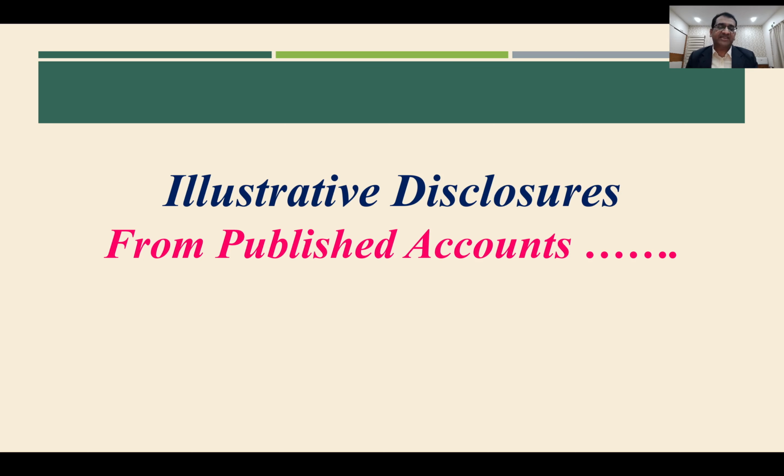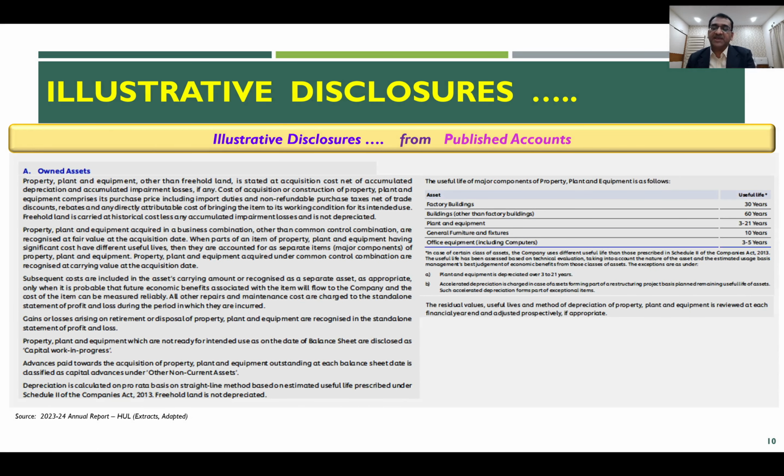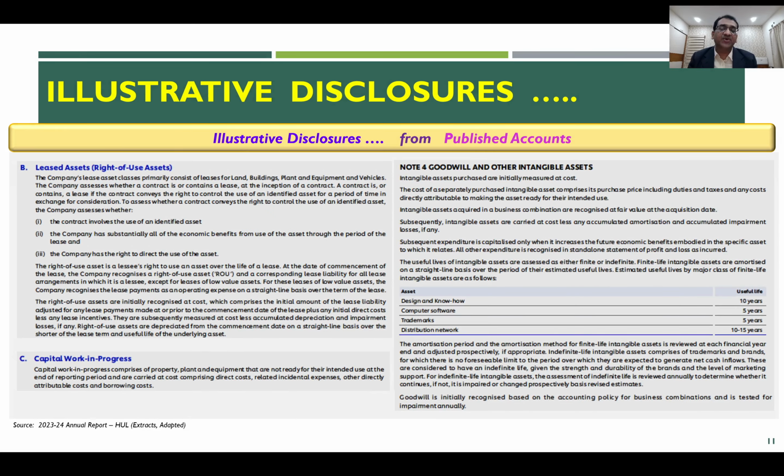I've just given you some illustrative disclosures from published accounts, and at the bottom, if you see, the source is the latest annual report of HUL. I've given you how, for owned assets, they have given the material accounting policies. Likewise, you can see it for the ROU assets, your CWIP, your goodwill and other intangibles. This is just to give you a flavor to understand how the actual disclosures for material accounting policy are given, which is published in the actual annual reports, which are available in the public domain.